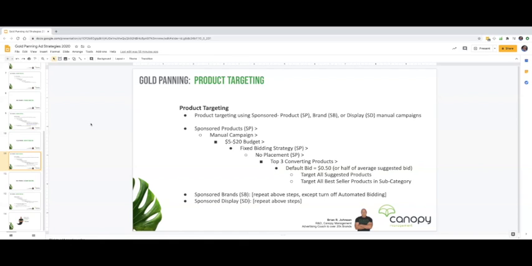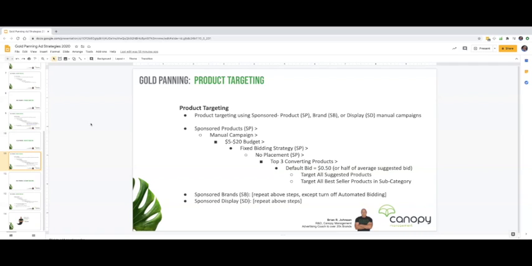Well, okay, you do actually. I'm sorry, for sponsored product, you don't have to worry about it in sponsored brand or sponsored display, because those features aren't available. But in sponsored product, yes, you can use the fixed bidding strategy. Still, you don't need to use a placement. Again, try to pick your highest converting products, and of course, use a low bid or even half of your average suggested bid.